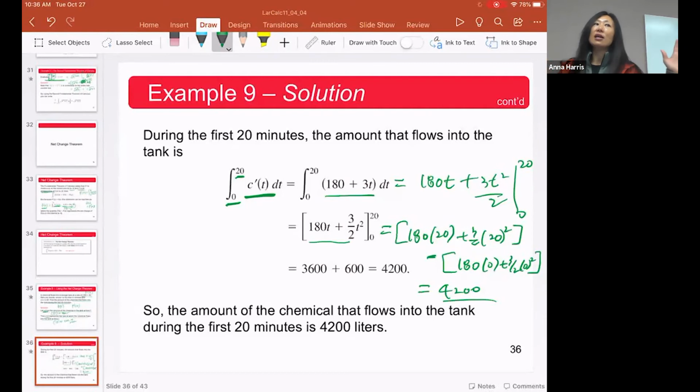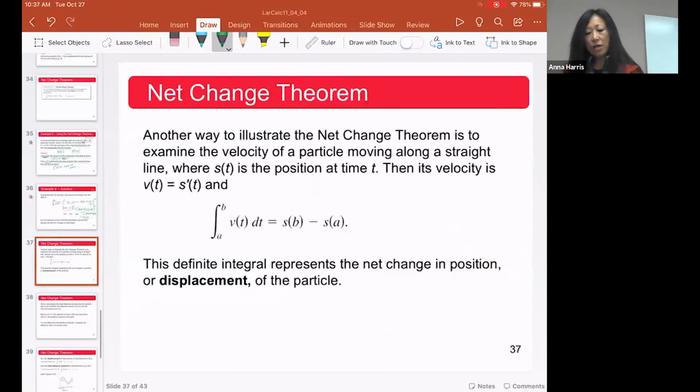You say, oh, you know what? That's a simple problem. I just take an integral of this, a net change problem. In other words, the first fundamental theorem of calculus gave you the power to do a complicated problem like this. Next one. This is the same thing, another example.